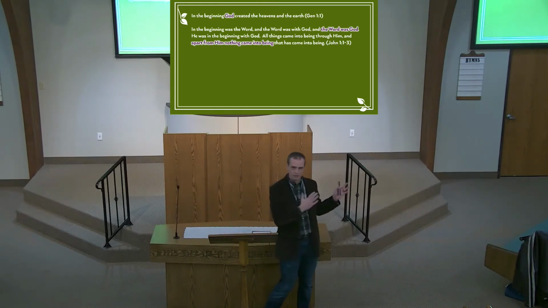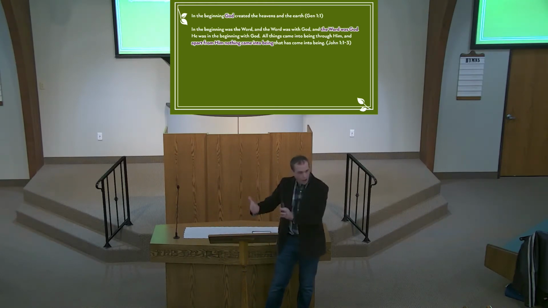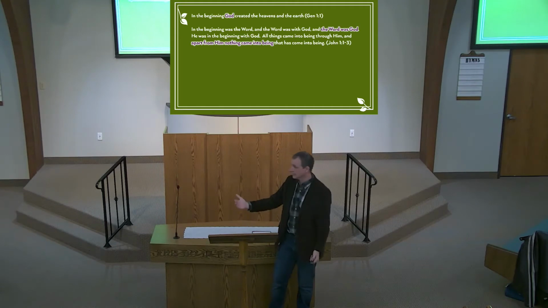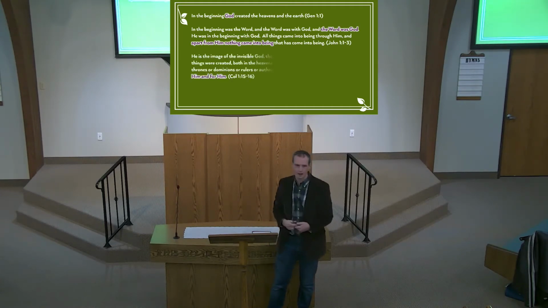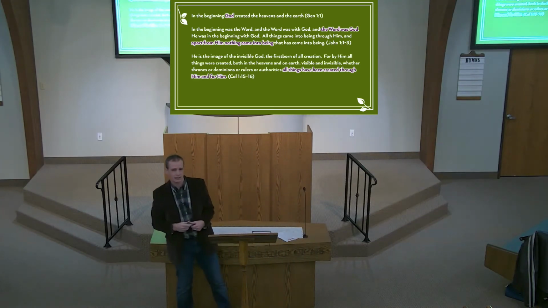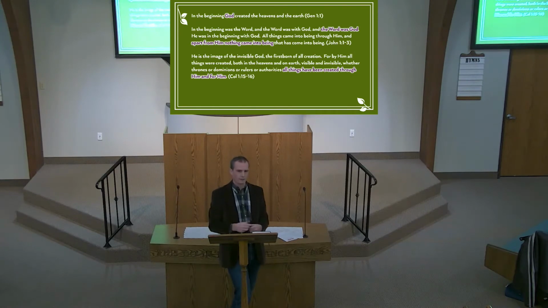Now, once again, in Genesis 1:1, in the beginning, God, God is plural. So then you say, who's the plurality? Well, John 1:1-3 tells you that at least in that plurality is Jesus alongside the Father. Colossians chapter 1 reemphasizes that idea. He is the image of the invisible God, the firstborn of all creation, for by Him all things were created, both in the heavens and on earth, visible and invisible, whether thrones or dominions or rulers or authorities. All things have been created through Him and for Him.